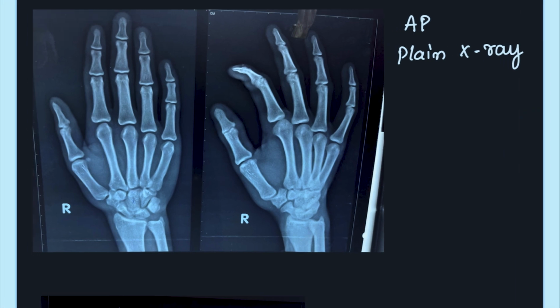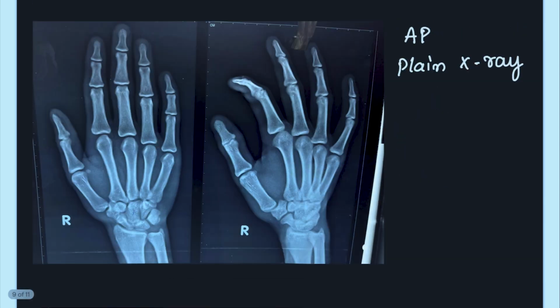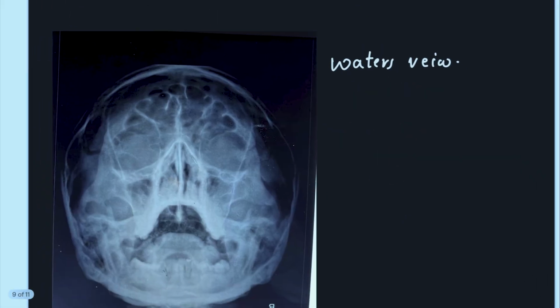So in this, this is AP view, plain X-ray. They might ask you to name all the bones, so be careful with that. Don't get confused with these especially. And also joints are also important here, metacarpocarpal joints, wrist joint and all that.